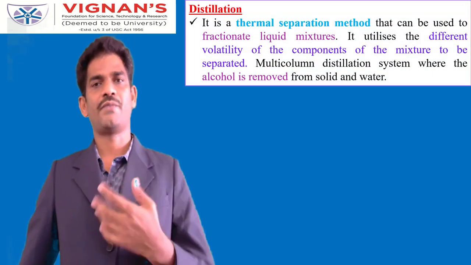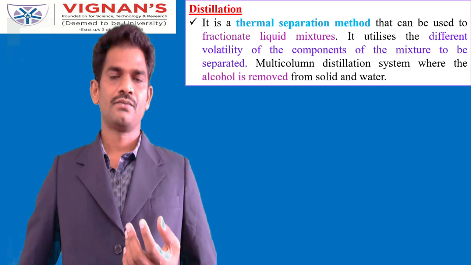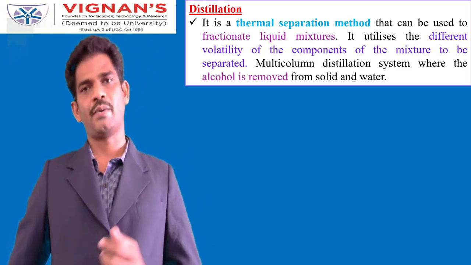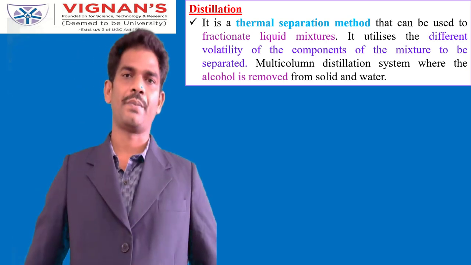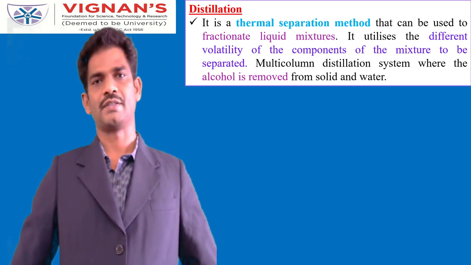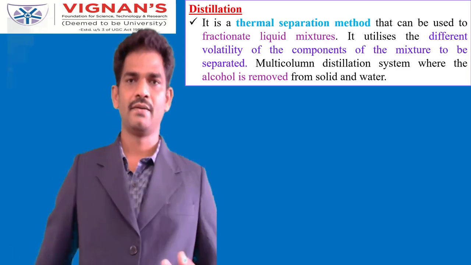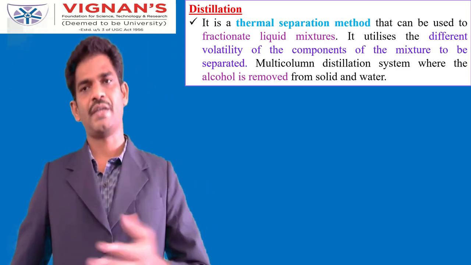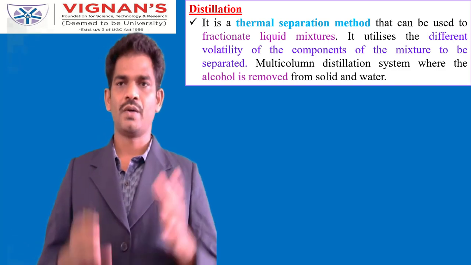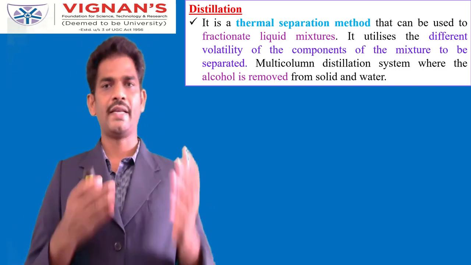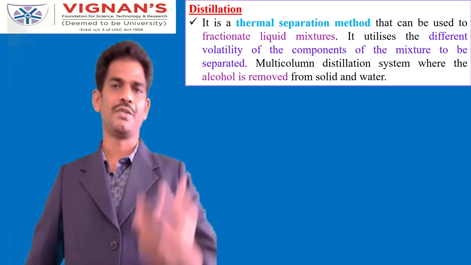Once the fermentation is completed, your ethanol is ready in the reactor. This can be recovered using a unit operation, the distillation process. Distillation is basically a thermal separation method. It can be used for separation of liquid mixtures. The distillation process utilizes the different volatilities of the components of the mixture to be separated.